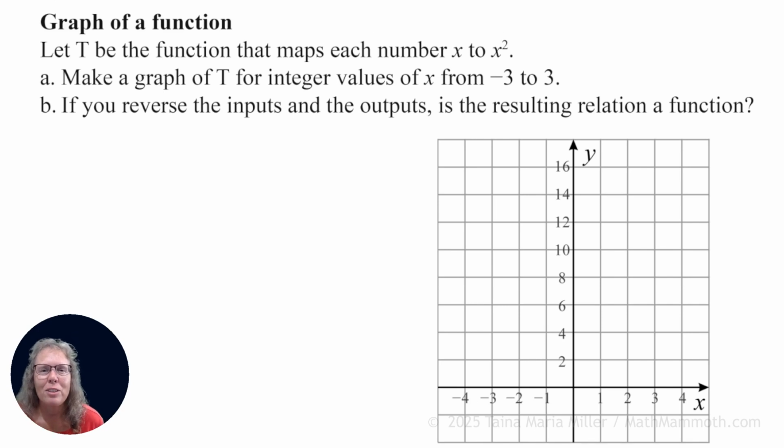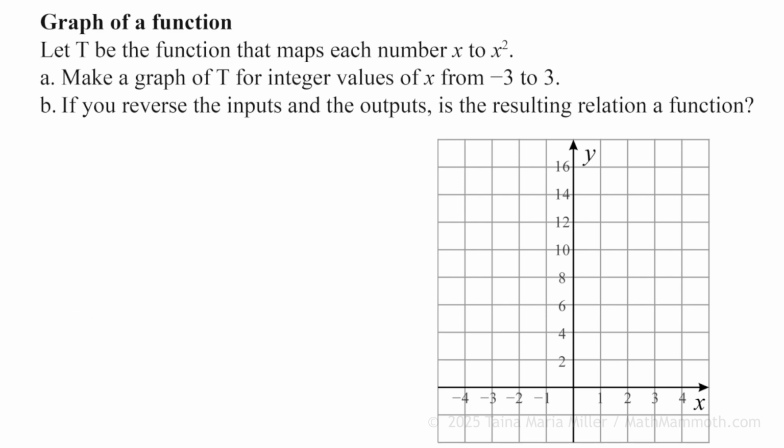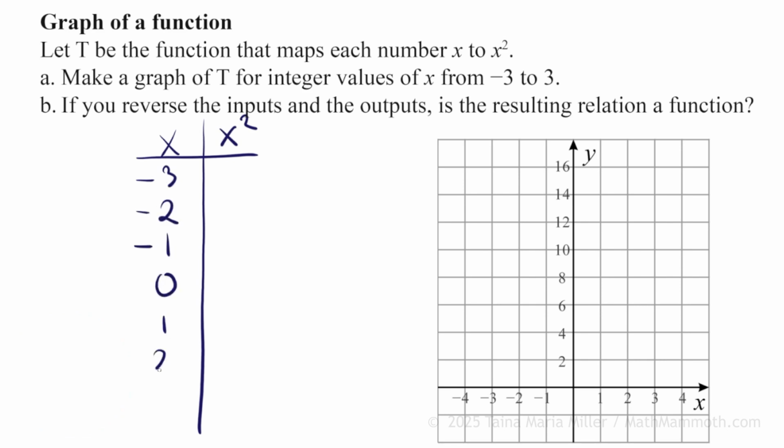All right, now let's look at a graph of a function. And let t be the function that maps a number x to its square, x squared. Make a graph of t for integer values of x from -3 to 3. All right, I'm gonna make a table first and list these values. So I have x and then x squared. And x goes from -3 to 3. And x squared, okay, -3 times -3 is 9. -2 times -2 is 4 then we get 1, 0, 1, 4, and 9.